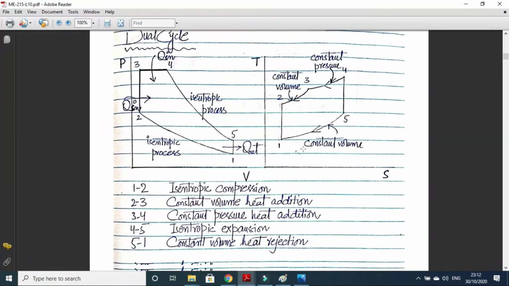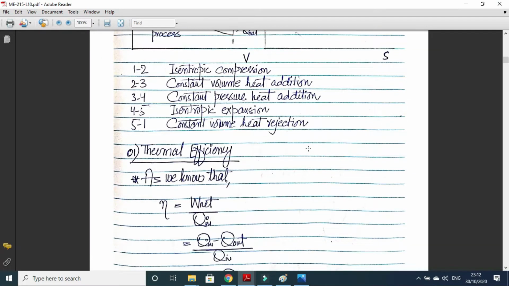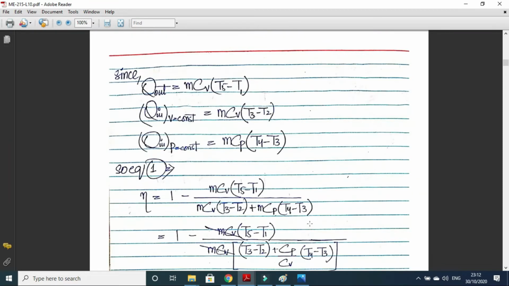So let's move forward. So let's first write the thermal efficiency expression. So efficiency formula is net work output divided by Q in. Work net can also be written like Q in minus Q out, divided by Q in. And the expression can be simplified as 1 minus Q out upon Q in. This is equation number 1.